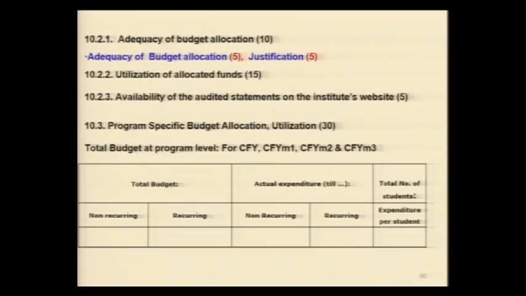Other questions at the institute level are about the adequacy of budget allocation, but how do they say that this is adequate? They need to look at their requirement and then say that it is adequate, and if it is adequate, they need to justify why. Then utilization of allocated funds, and availability of audit statements on the institute website. So this covers the budget part at institute level.